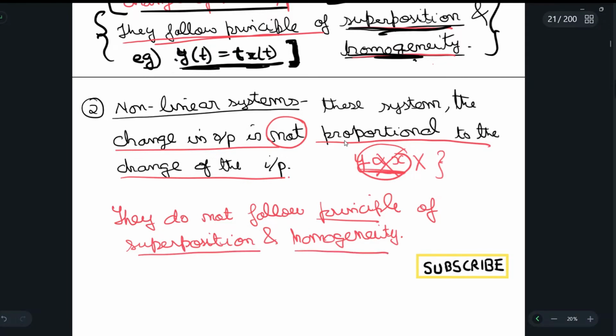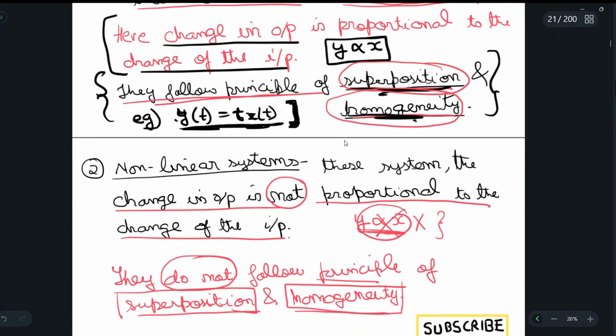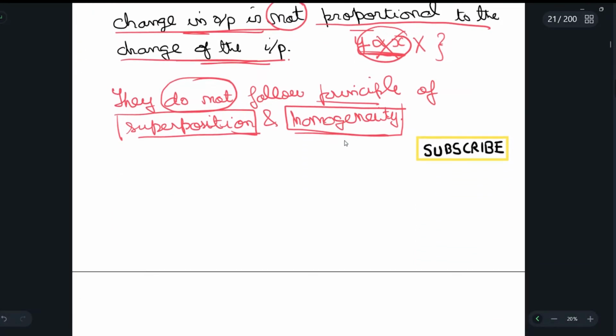So these are the two important things that you have to keep in mind for both of them. That is, non-linear systems do not follow superposition and homogeneity, whereas linear systems follow the principle of superposition as well as homogeneity. And another important thing is that the change in output is not proportional to the change in input in non-linear systems, and it is completely opposite for linear systems. So guys, you will be able to understand it much better when we solve questions.